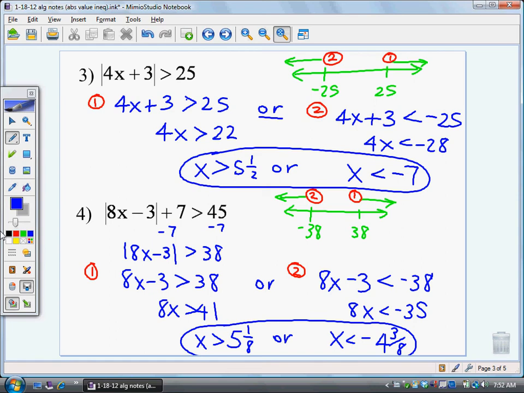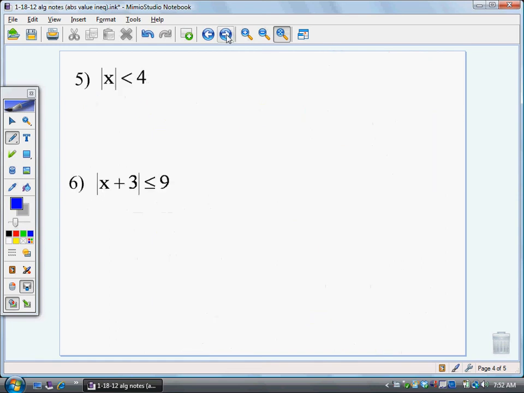Okay, now, the next 4 we'll try and do quick. These are all going to be connected by the word and. I start off again with a simple inequality where the only thing inside the absolute value symbol is x. So here we have 4. The other number that has an absolute value of 4 is negative 4. Okay, both of those numbers, the absolute value is 4.